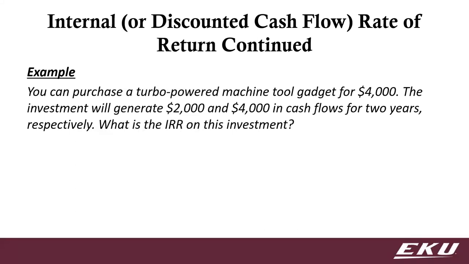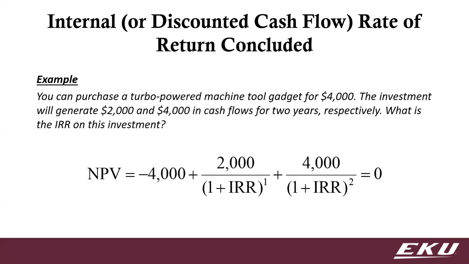So we're going to use an example where you make an initial purchase of 4,000. So minus 4,000, you pay this out, and then it's going to generate $2,000 and then $4,000. And then we would ask, what is the IRR of this investment? So what is the discount rate that would make this NPV equal to 0?